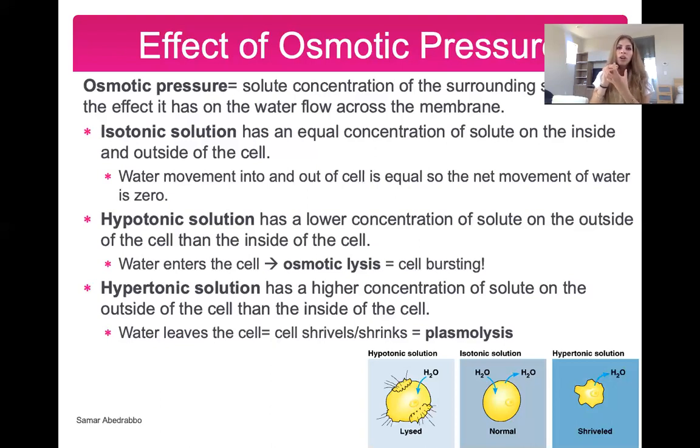And remember, water will always go where there's more salts. So when we have a cell in a hypotonic solution, water will enter the cell because the cell has more salt than the hypotonic solution. And when so much water enters, the cell will get bigger, and it could potentially burst. So we say when we put cells in a hypotonic solution, we get osmotic lysis. The cell bursts because so much water is going in.